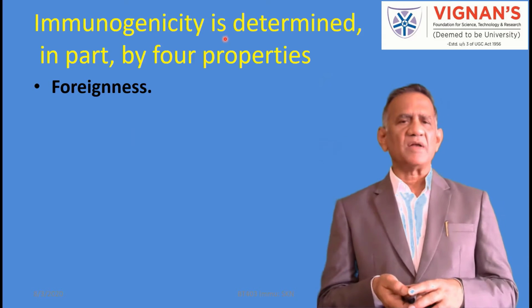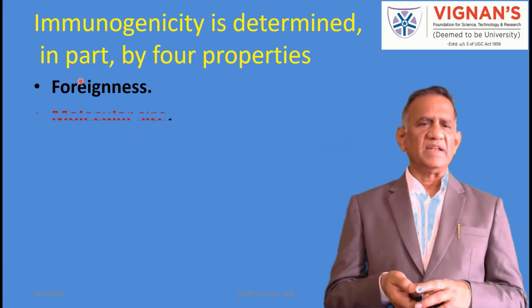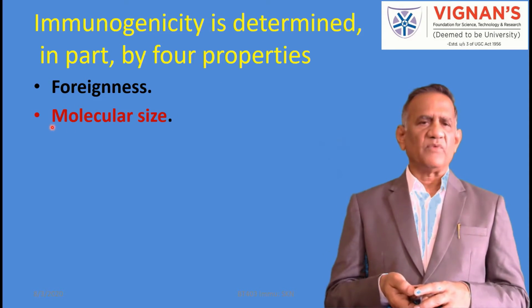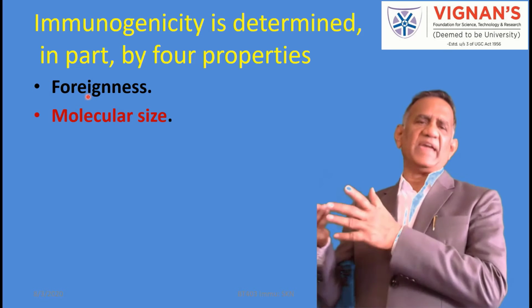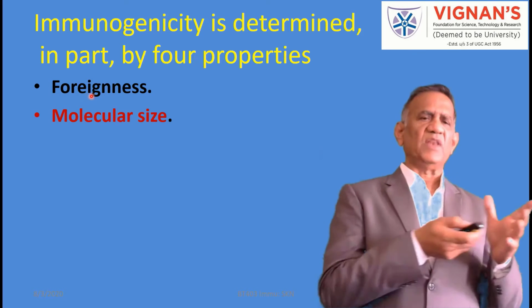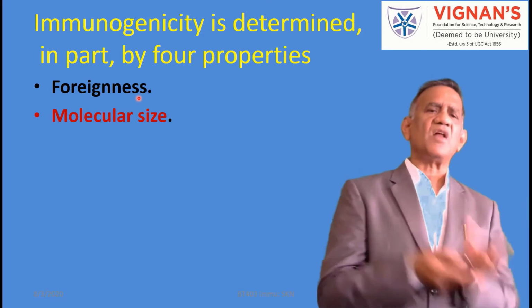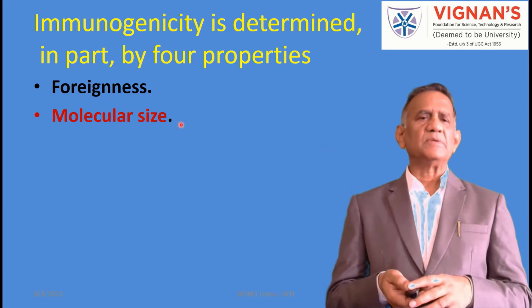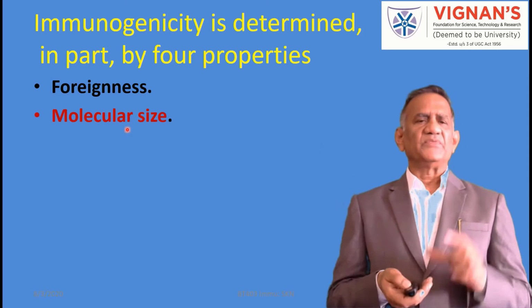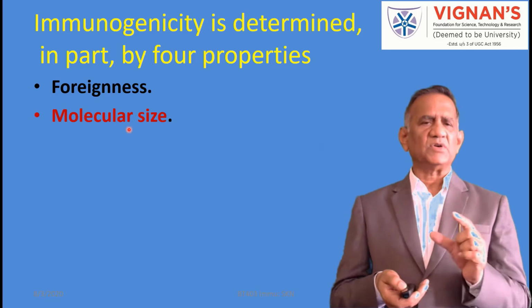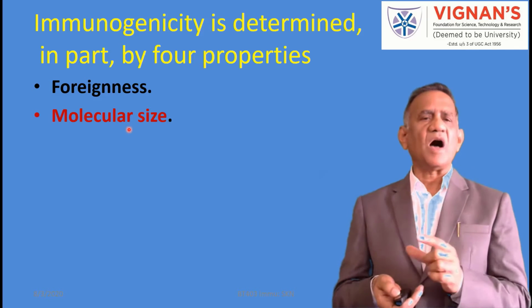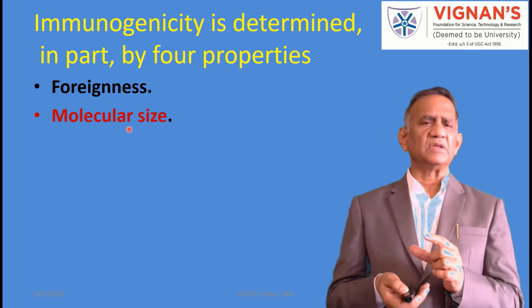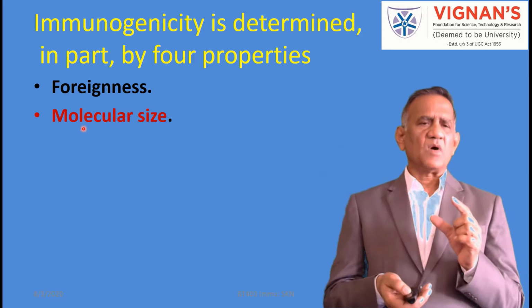Immunogenicity is determined in part by 4 properties. One is foreignness, which means it is phylogenetically, evolutionarily, taxonomically far off from the host. And the second one is the molecular size. If the antigen is around 5,000 to 10,000 daltons, it doesn't cause immunogenicity.